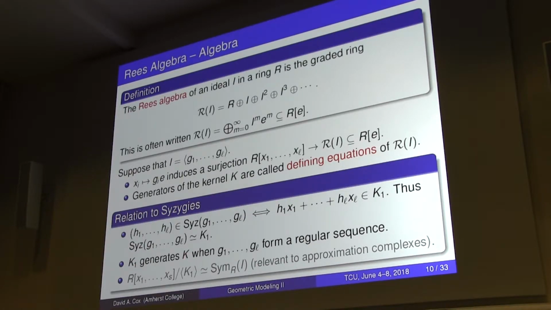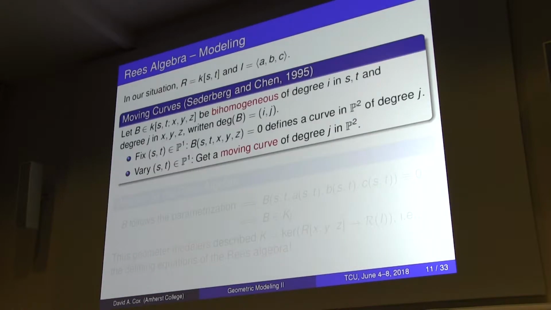If I take this polynomial ring and mod out by K, the full kernel, I get the Rees algebra. If instead I mod out just by the stuff generated by the Syzygies, you get the symmetric algebra, which is another canonical gadget. And a lot of the difficulty of understanding the Rees algebra is the tension between the symmetric algebra and the Rees algebra, and this is where approximation complexes enter the picture. That's something we'll learn about in Hal's lecture.